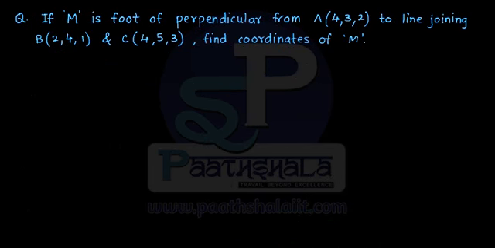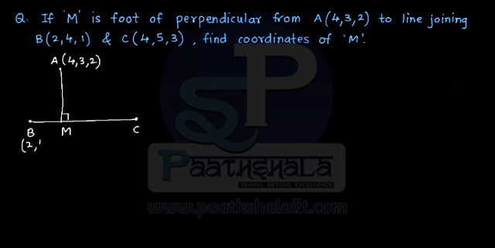Now here, if M is the foot of perpendicular from point A, whose coordinates are 4, 3, 2, to a line joining points B and C, whose coordinates are given, then find the coordinates of point M. Right, now here let us show it by a small figure. That is, we know the coordinates of point A, and from that point A we are drawing a perpendicular with foot as M to the line joining points B and C, whose coordinates also we know, that is 2, 4, 1 and 4, 5, 3, and we have to find the coordinates of point M.